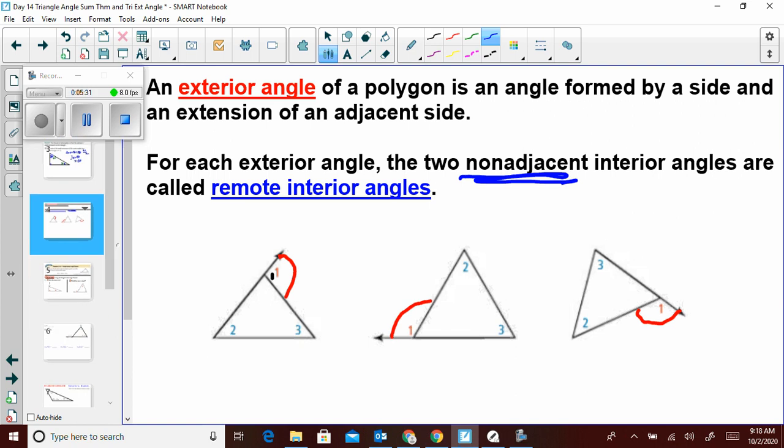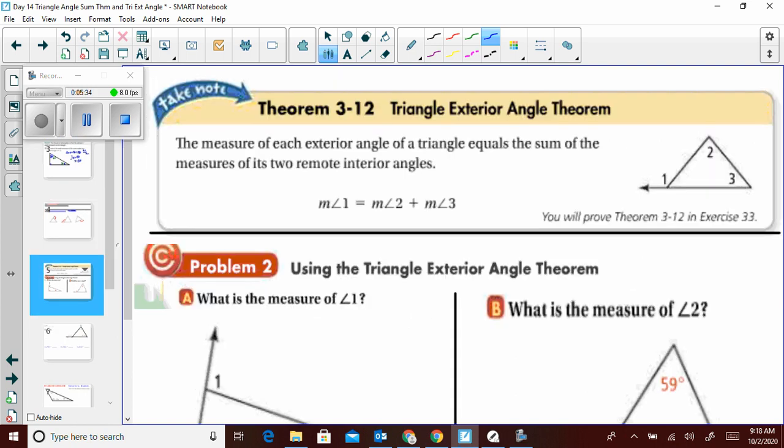Whew. All right. Now there's a theorem that goes with this. The triangle exterior angle theorem, which says that the exterior angle is equal to the sum of the two remote interior angles. The exterior angle is equal to the two remote angles. Or the exterior angle is equal to the sum of the two remote interior angles.